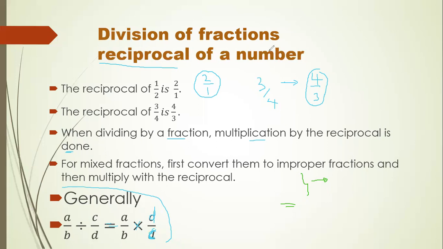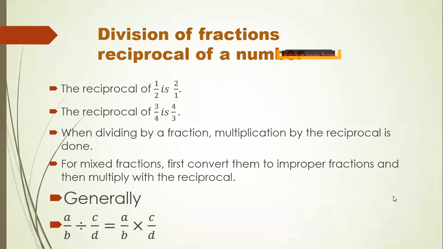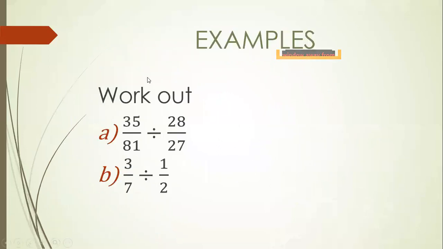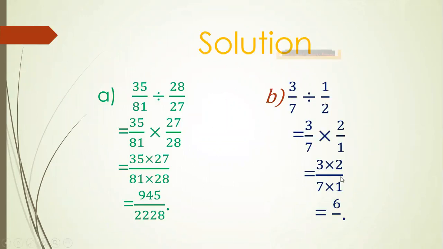Okay, so let's look at an example which will tell us more on what we are supposed to do when we are dividing. In this example, we are supposed to work out these. This is the first one and this is the second one. In the solution, for this one, we took the reciprocal of this and then we multiplied it with the first fraction and we got our answer as this one.